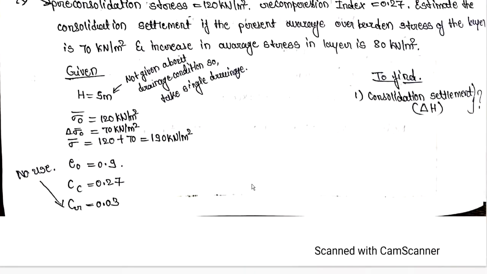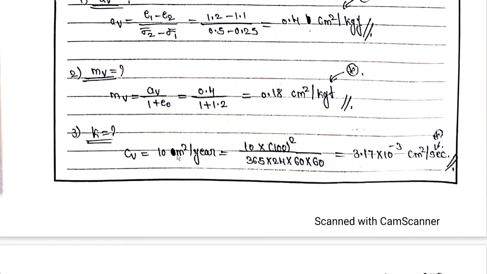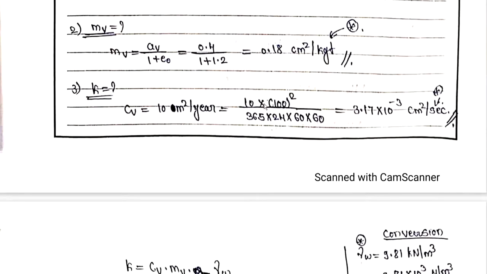So cv is equal to 10 meter square per year, they have given. So 10 into 100 square, I just need to convert it. I have done that to convert it to centimeter square. To convert meter to centimeter square, as it is meter square, I have to multiply it with 100 square divided by 365 into 24 into 60 into 60. So this I have multiplied to convert the year into seconds.